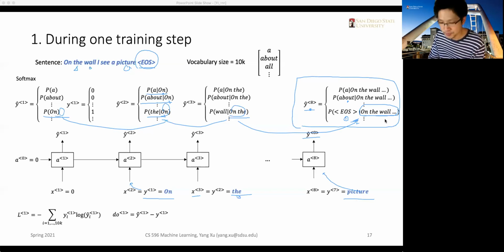Because it's based on the assumption that the RNN can include everything in a sequence previously as the context information, okay? But that is not necessary.